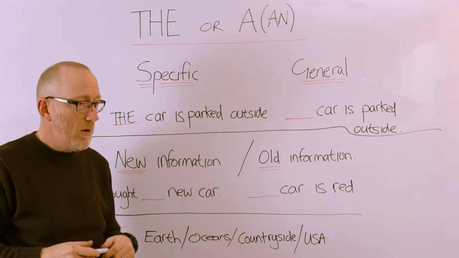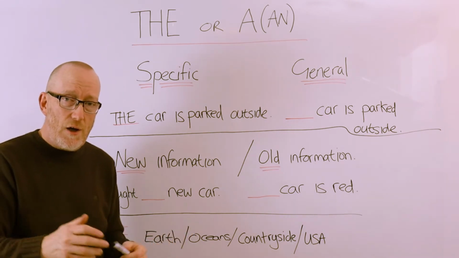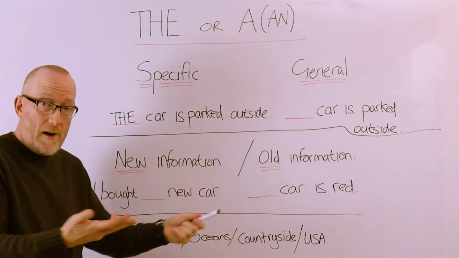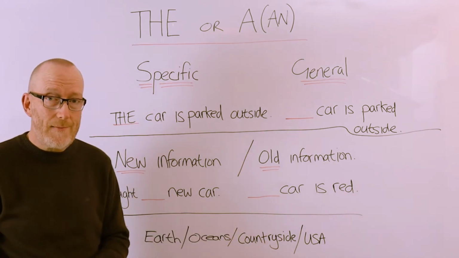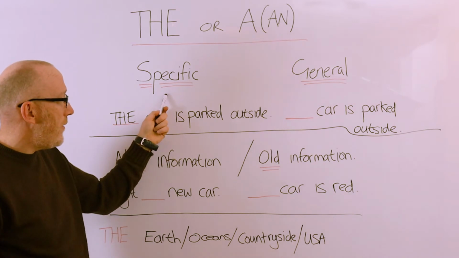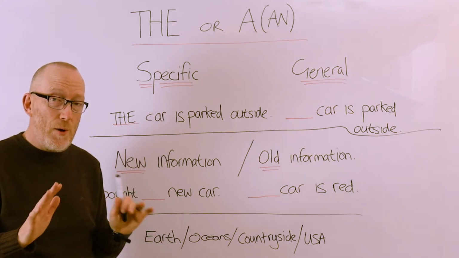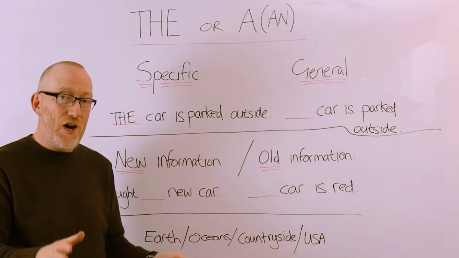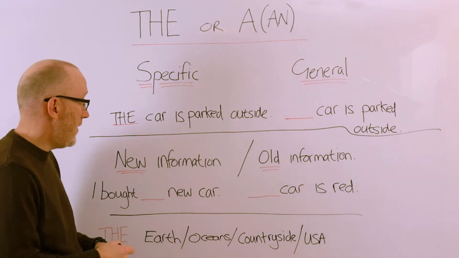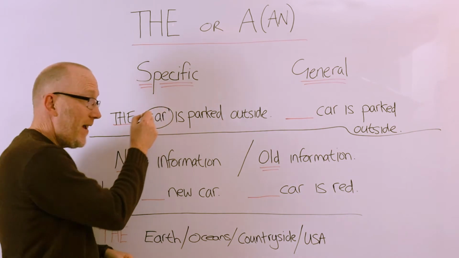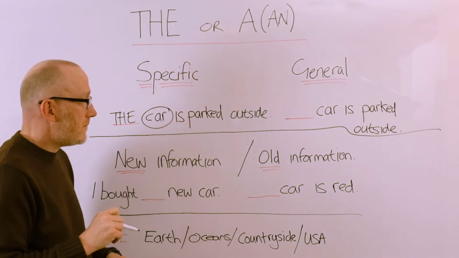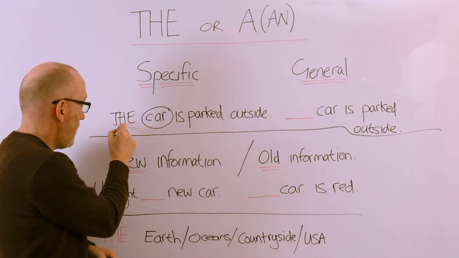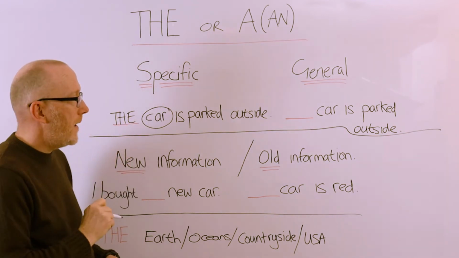So if somebody asks you, where is your car? You might say my car is parked outside, but you can also say, well, the car is parked outside. Yeah? Because it is very, very specific. Everybody involved in the conversation knows exactly which car you are referring to. It's a very, very specific noun. Okay, so the specific noun requires the article the.